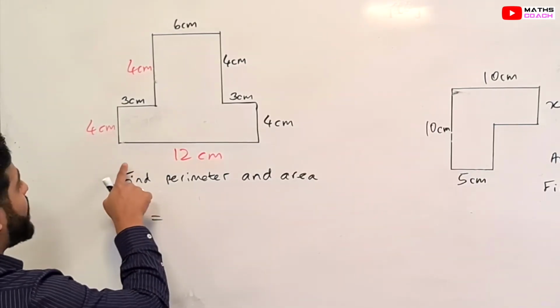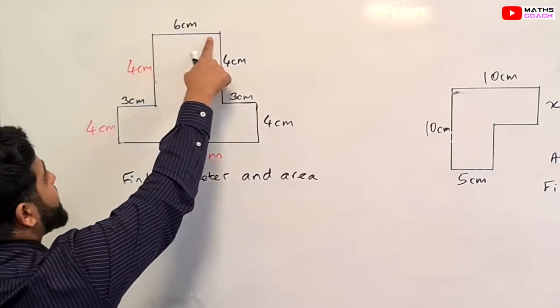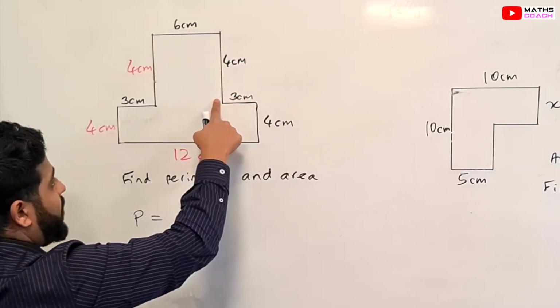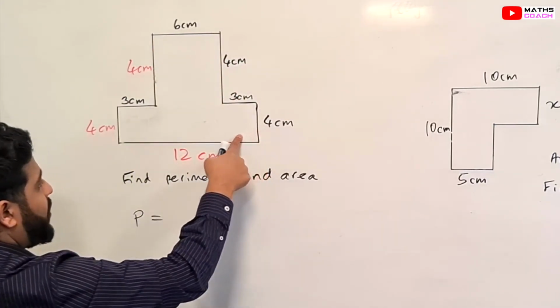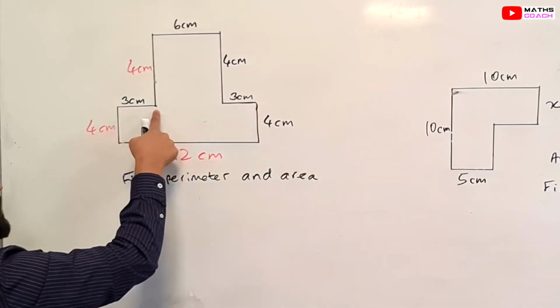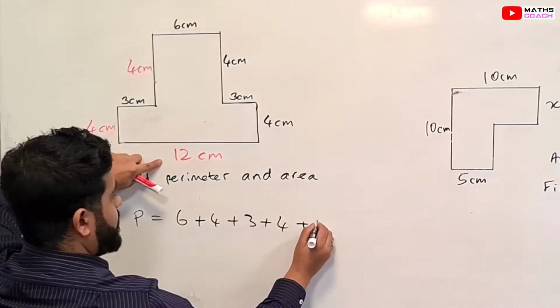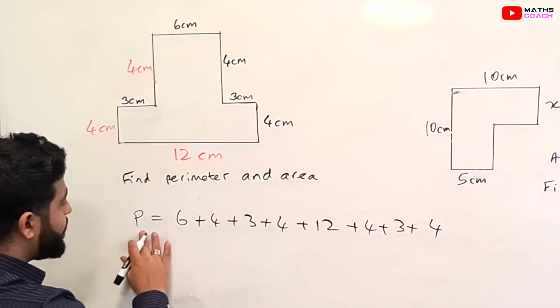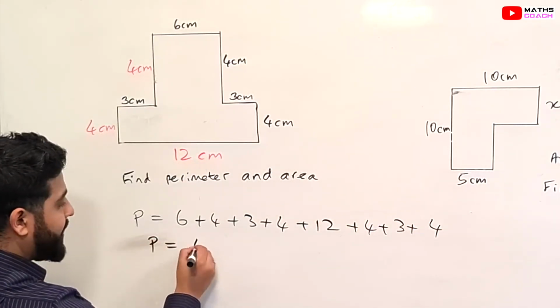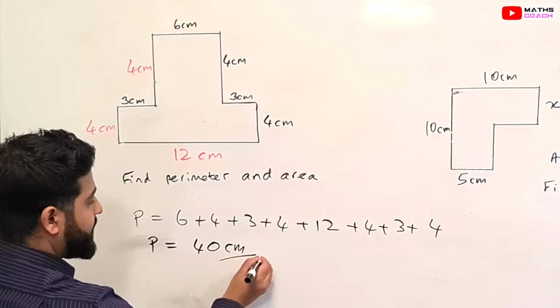So let's start with the top here. We've got 6 centimeters plus the 4, plus the 3, plus the 4, plus the 12, plus the 4, plus the 3, and plus the 4. So let's write that in. And when we calculate this, we get perimeter is equal to 40 centimeters.